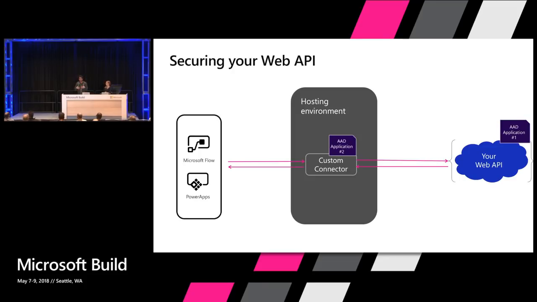Then we added AAD authentication to both the custom connector and the web API. And then we enabled some settings. So remember to enable CORS, remember to delegate permissions, and remember to put in the right resource URL. The client ID of the web API is your resource URL. The client ID and secret identify the custom connector, so that's your second AAD app. That's how it works essentially.